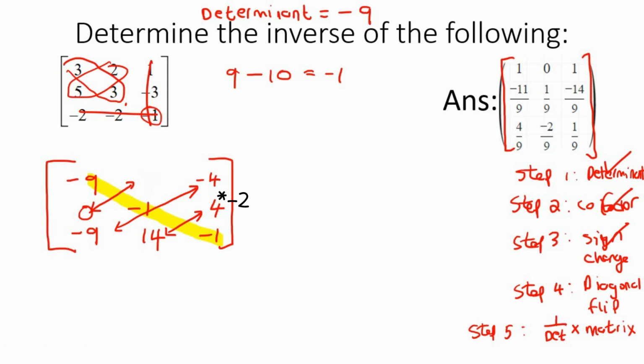So 11 and 0 will switch around. So this will become 11. This will be a 0. Then we're going to switch the negative 9 and the negative 4 around. So this will become a negative 9. This part would be a negative 4.